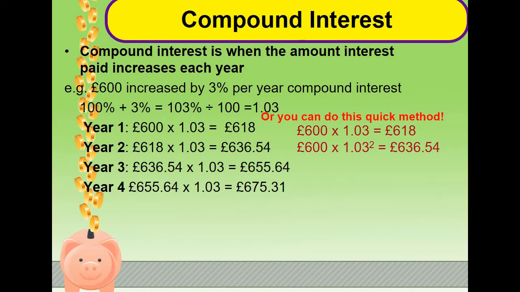Okay. The third year would be 600 times 1.03 to the power of 3. Fourth year, 600 times 1.03 to the power of 4, and so on. So if you were trying to find 10 years, you'd do £600 multiplied by 1.03 to the power of 10. And you can do that in one go, so it's a lot faster than doing it one year at a time. You simply put a power of the number of years, or the number of times the interest is being applied, next to the multiplier.